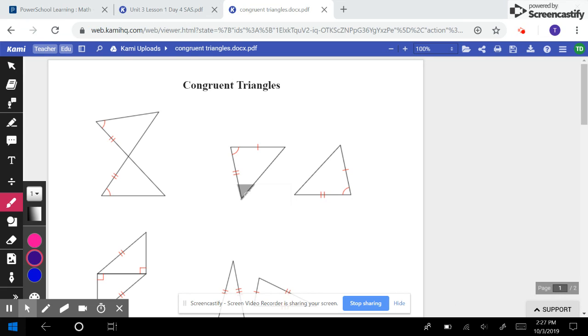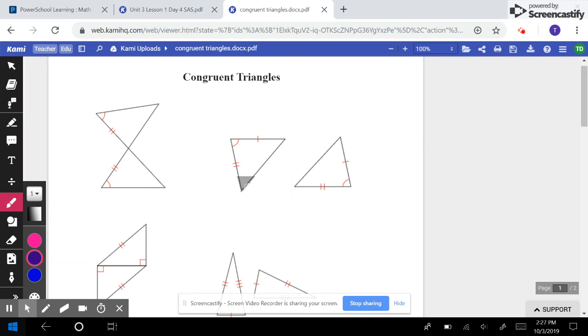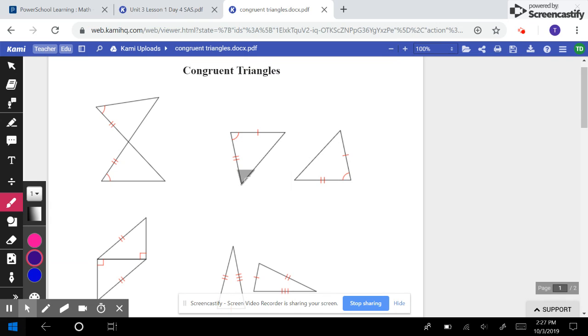Today we're going to be talking about the different ways you can say that two triangles are congruent. As you can see, I have pairs of triangles on this sheet. I'm telling you now, for the first couple we're going to do, these two triangles are congruent.